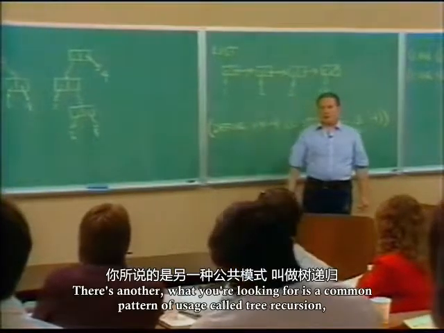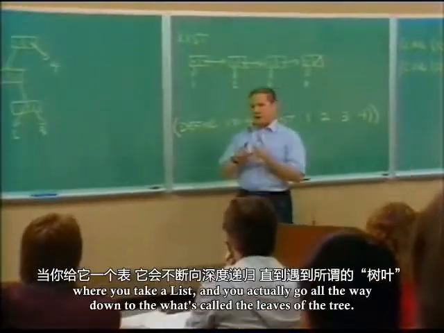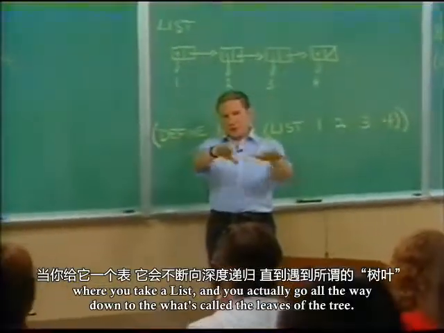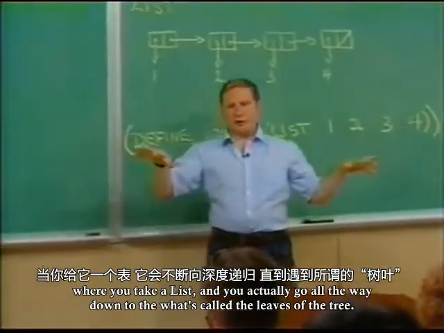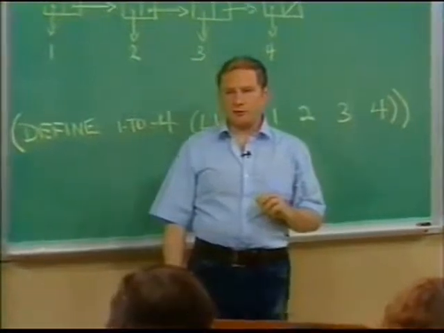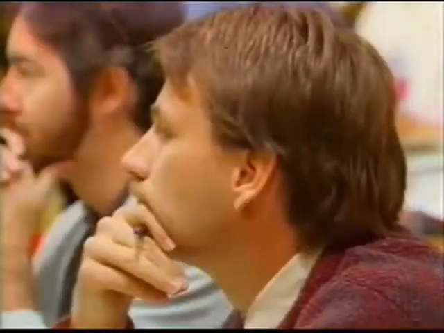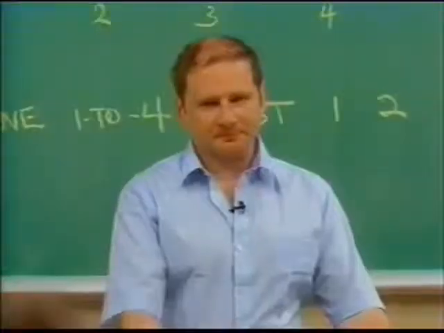What you're looking for is a common pattern of usage called tree recursion, where you take a list and you actually go all the way down to what's called the leaves of the tree. And you can write such a thing, but that's not for-each, and it's not map. Remember, these things are really being very simple-minded. Okay, no more questions? All right, let's break.